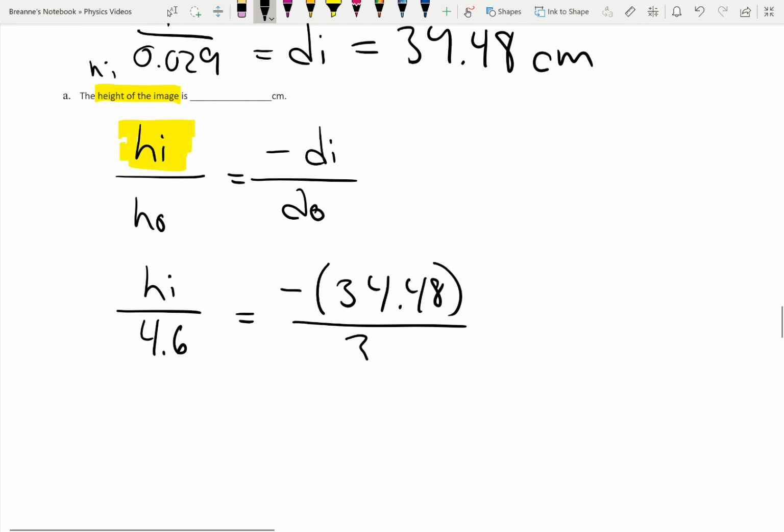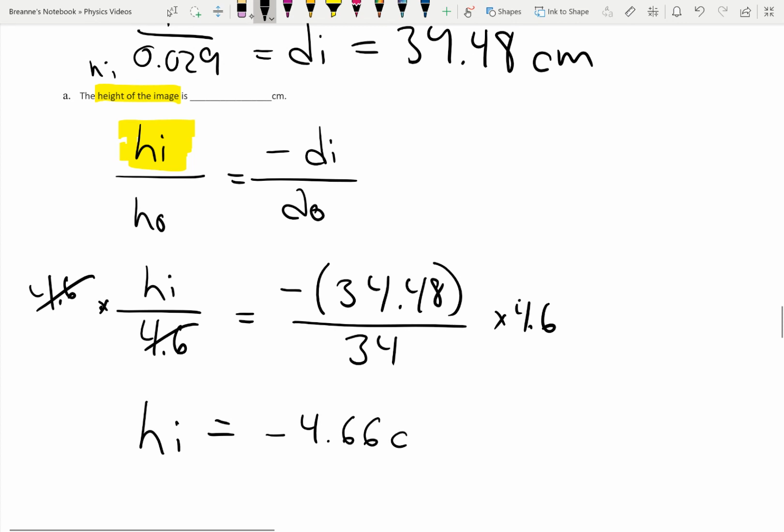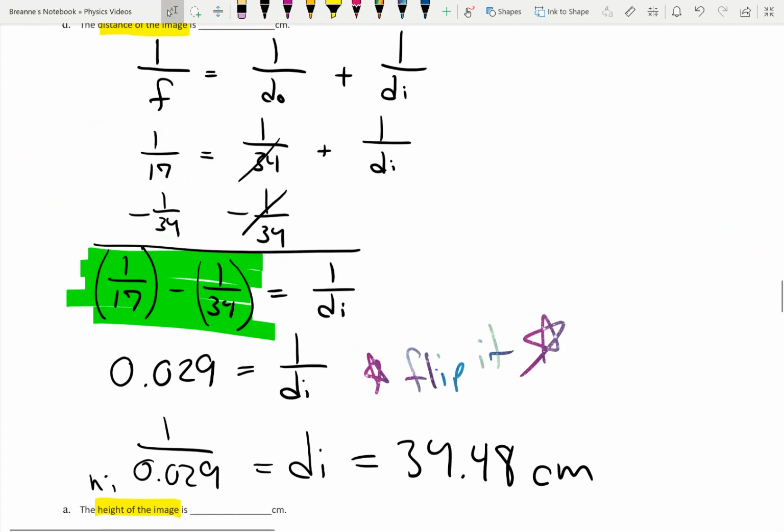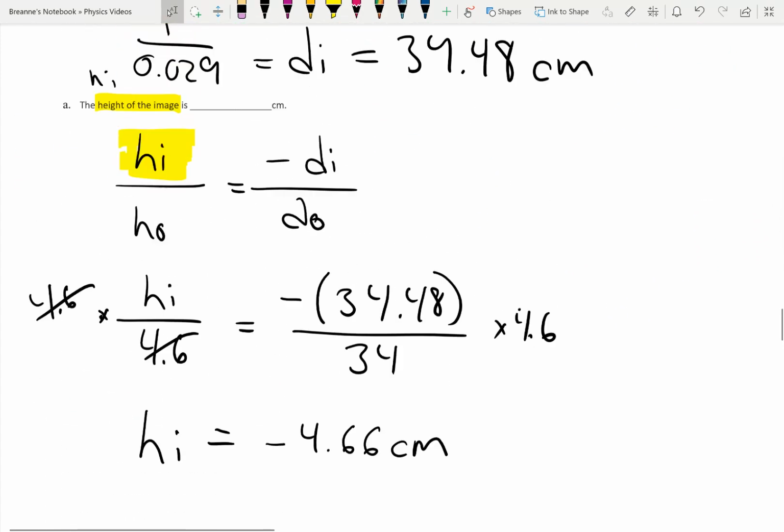And our DO was just 34. It's being divided. The opposite of divide is multiply. What we do to one side, we've got to do to the other. So our HI ends up equaling 34.48 divided by 34 times 4.6, which ends up equaling a negative 4.66 centimeters. That negative means it's inverted. Yep, it's inverted, and it is magnified. Wait, right? Do we say magnified?